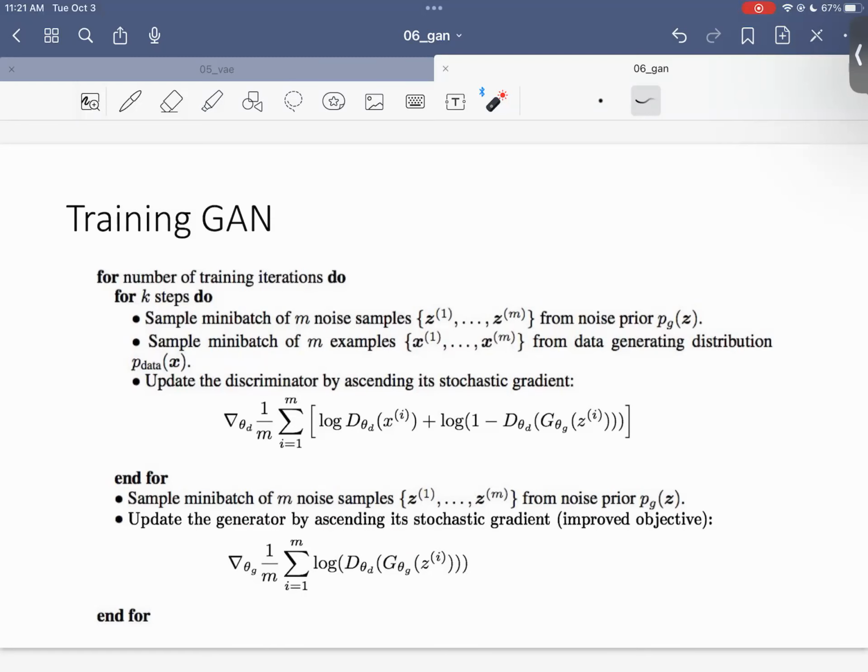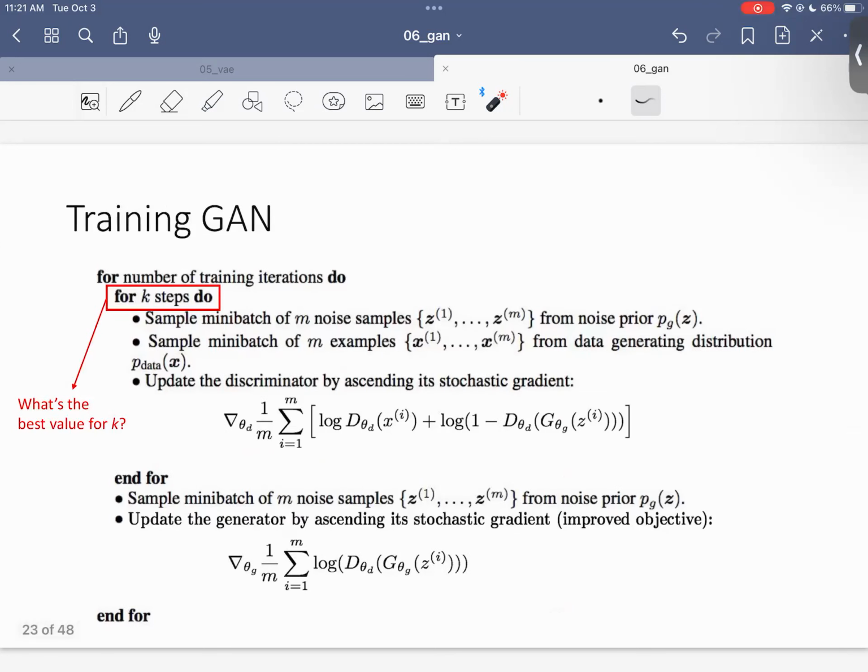So that's it. The whole algorithm is pretty much very intuitive, very simple. It's just that the training itself is often very unstable because you can see that they're trying to win over each other.